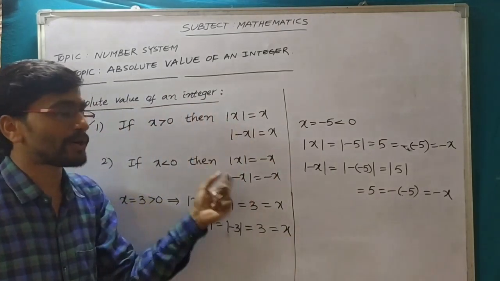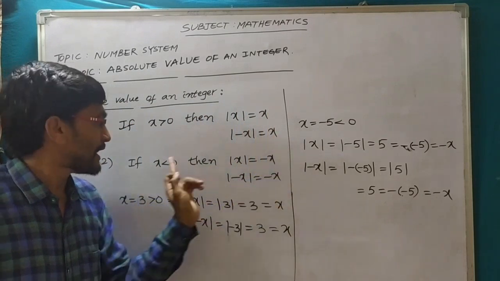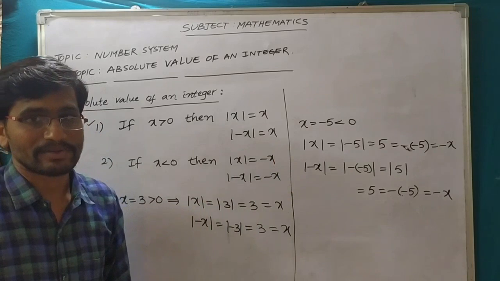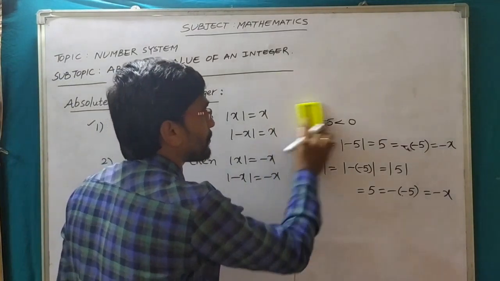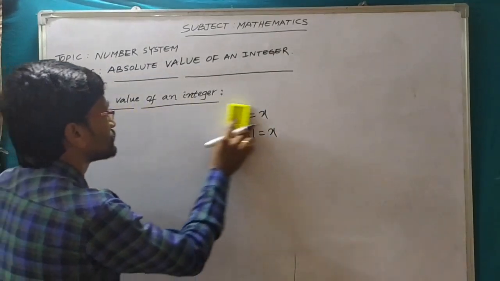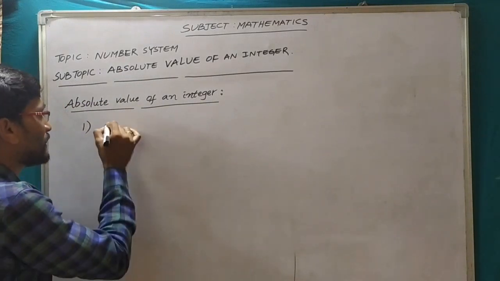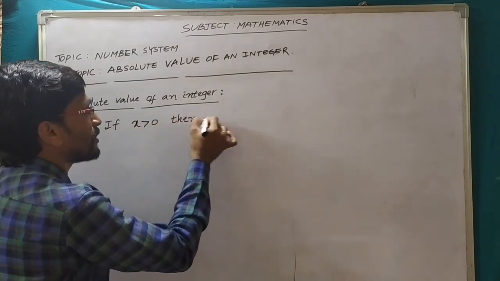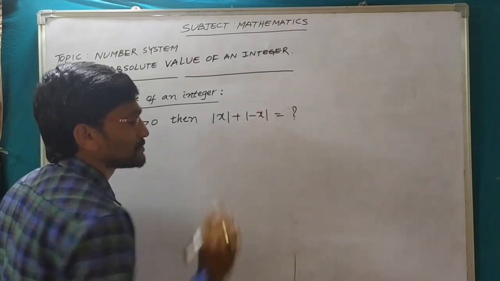Now to remember these 2 points. x greater than 0 means the absolute value is nothing but x. x less than 0 means the absolute value of these 2 is nothing but minus x. By using these two, we have to solve 4 problems. The first one is, if x is greater than 0, then modulus x plus modulus minus x is equal to what?